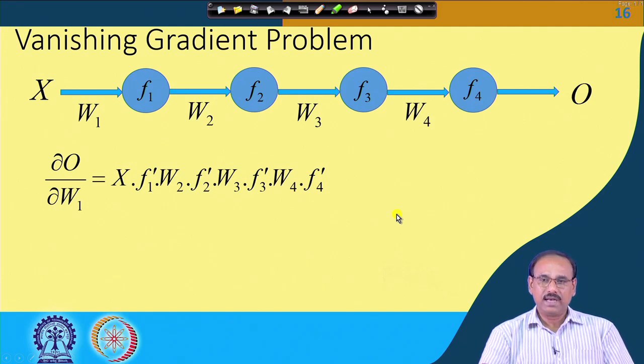And that is what is the vanishing gradient problem, because as you move towards the earlier layers, the value of the gradient goes on reducing exponentially. On the other hand, if the weights are greater than 1, then all of them multiplied together increase the gradient exponentially, and that is what is the gradient explosion problem.